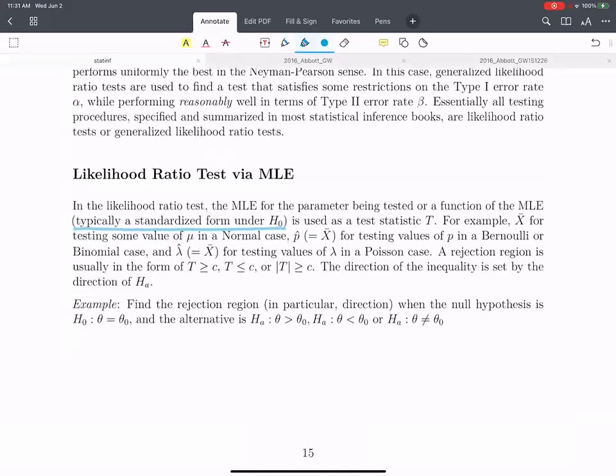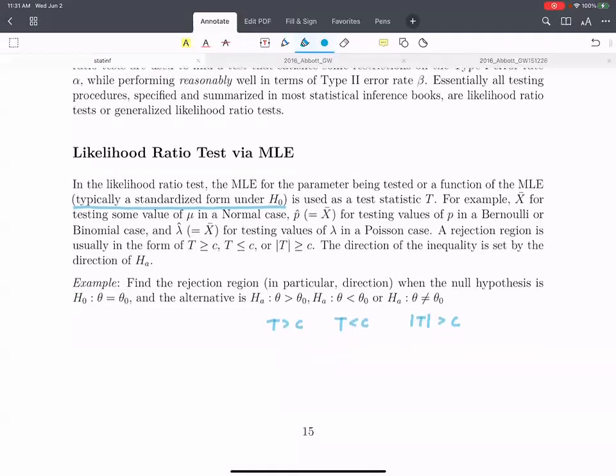In this case, we will reject the null if T is greater than some constant for the first alternative. We will reject the null if the test statistic is less than some constant for the second alternative. And we will reject the null if the absolute value of the test statistic is greater than some constant for the two-sided alternative. So what I want to emphasize is that the direction to reject the null will be consistent with the direction of the alternative that you are specifying.